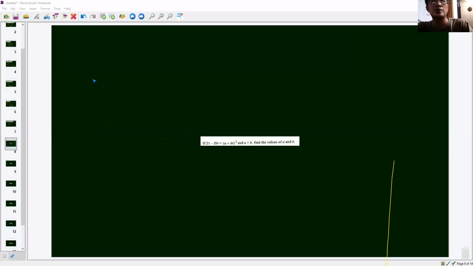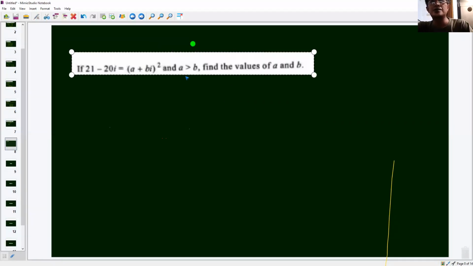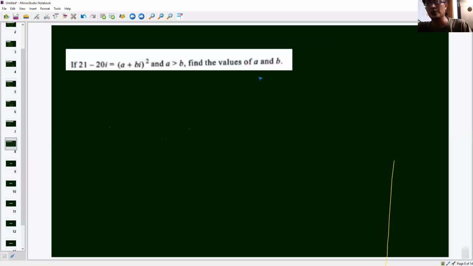Okay. So, naiba yung topic. This is imaginary numbers, complex. So you are looking for two values, no? A and B.